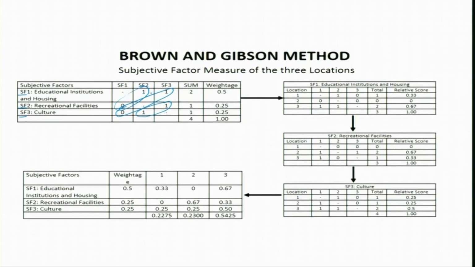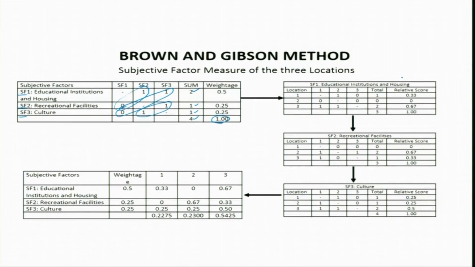So, now we make a total of this. 1 plus 1 is 2, 1 and 1, total is 4, and this is the weightage. 2 divided by 4 is 0.5, 1 divided by 4 is 0.25, and the total comes out to be 1. So, we have found out the relative importance of these subjective factors.